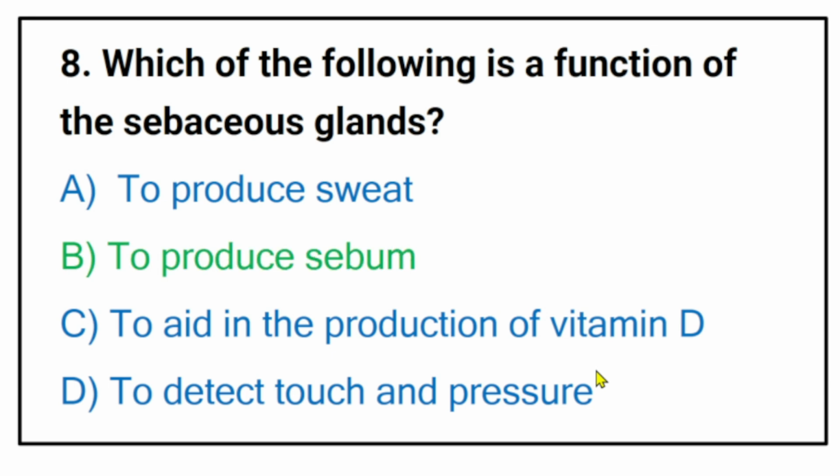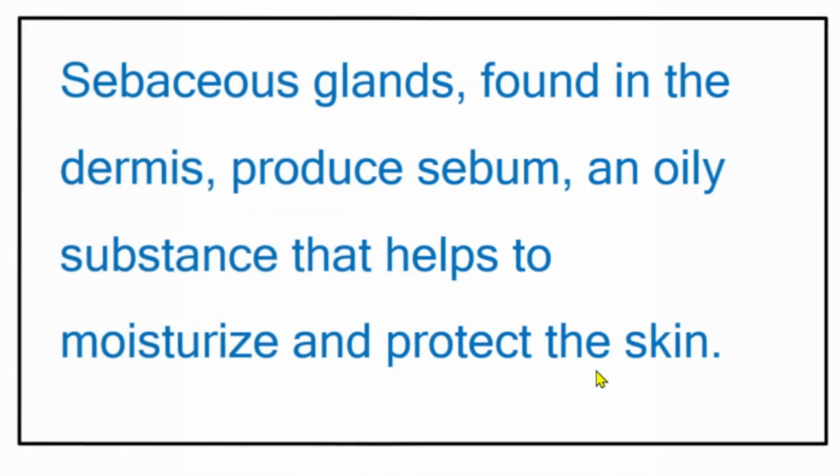The sebaceous gland helps to produce sebum. Sebaceous glands are found in the dermis. The dermis is the second layer of the skin, below the epidermis. It produces sebum, an oily substance that helps to moisturize and protect the skin.